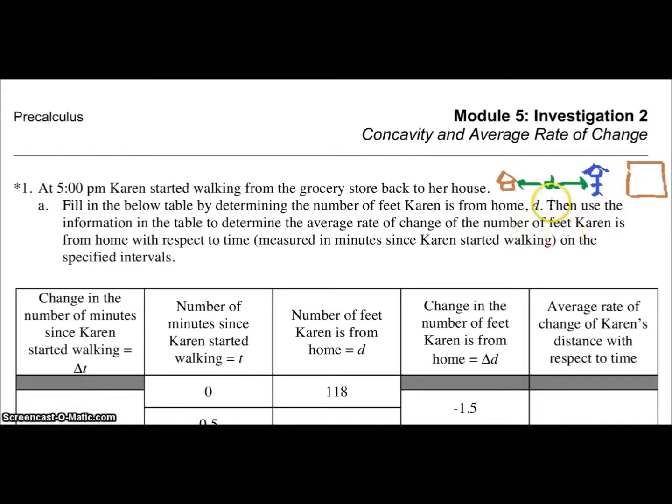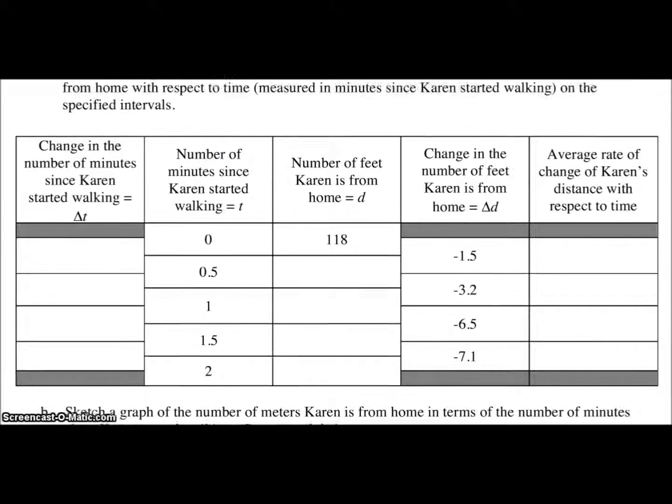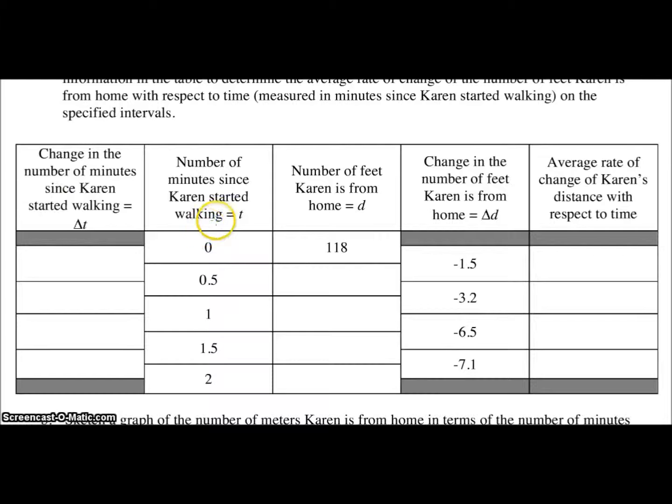So I drew a quick sketch of the situation. Here's the grocery store, here's Karen walking to her home from the grocery store, and then D is the number of feet Karen is from home. So we have the number of minutes since Karen started walking. In this column we have all of those. Then we have the number of feet Karen is from home.